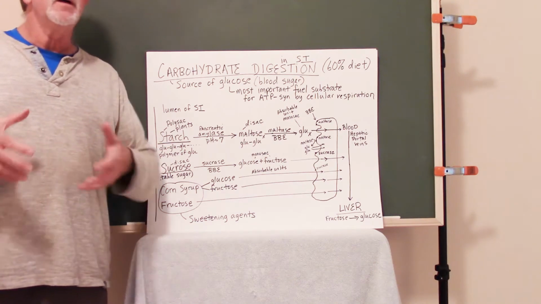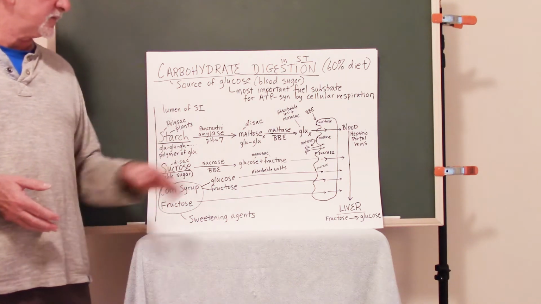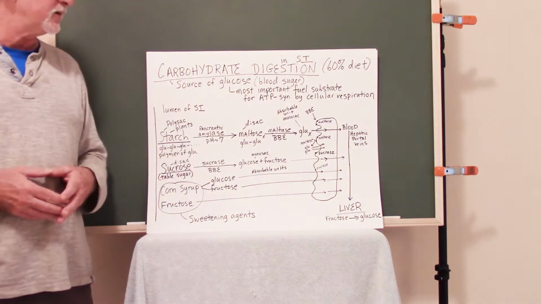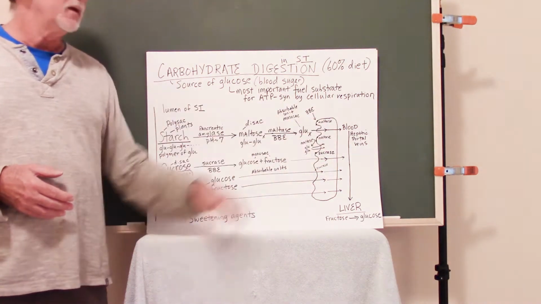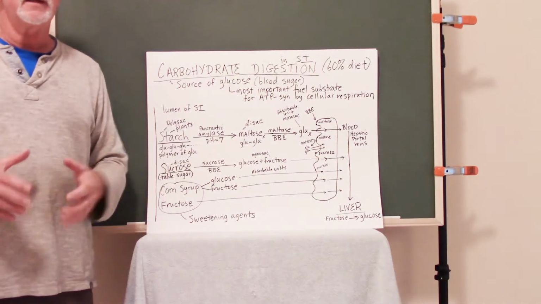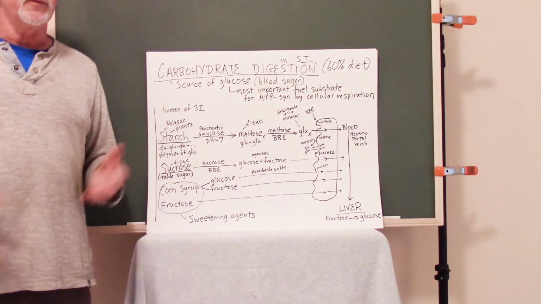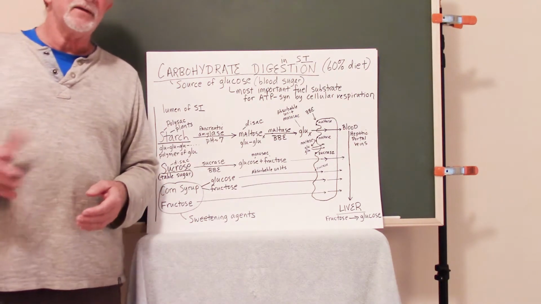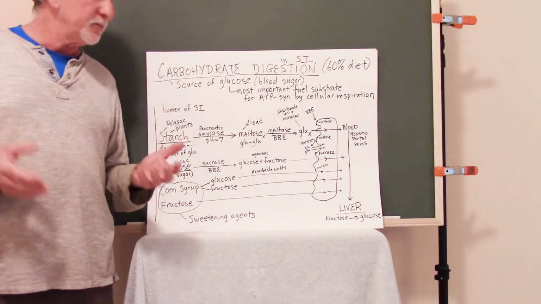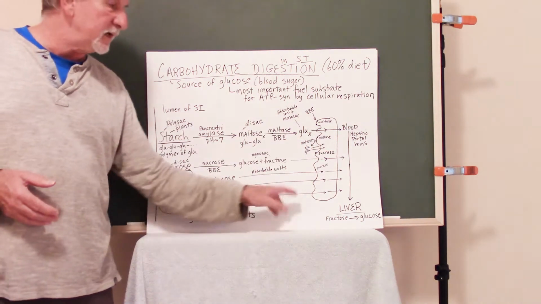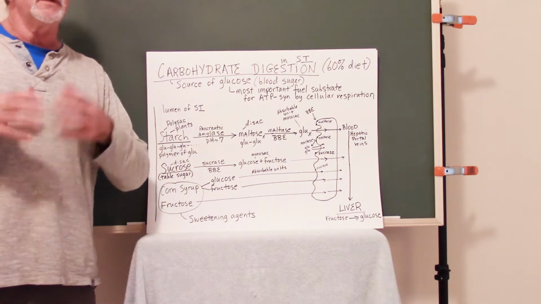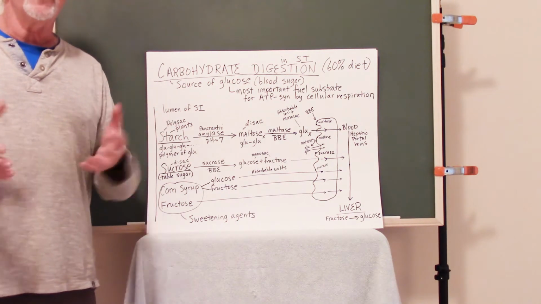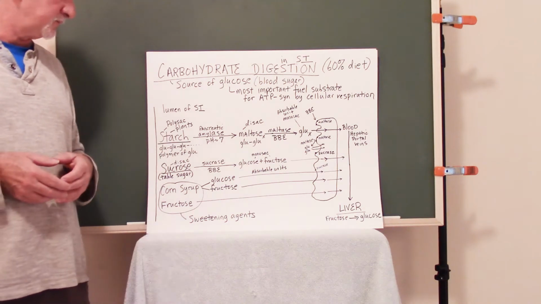As a result, they are absorbable units, and the glucose and the fructose molecules move through the epithelial cells into the blood, where the hepatic portal veins take them first to the liver. So it turns out that hepatocytes in the liver take in the fructose and convert it to glucose. All the monosaccharides, ultimately, that come into the body get converted to glucose.